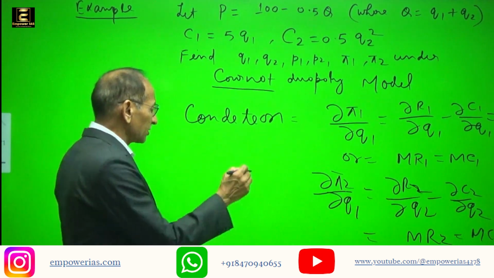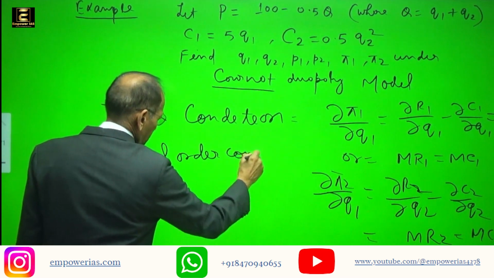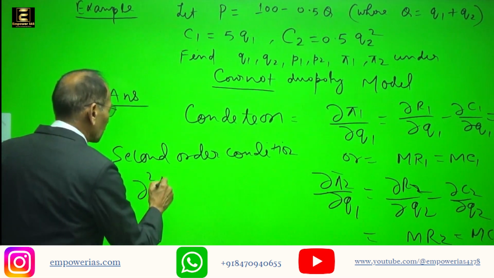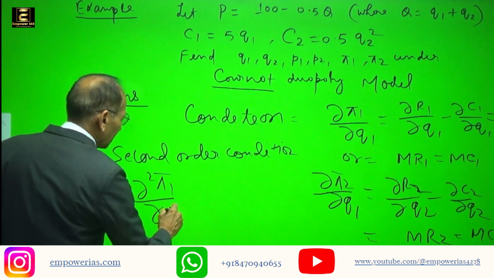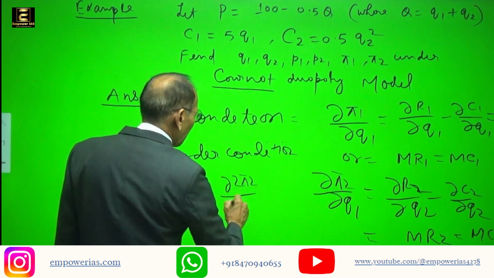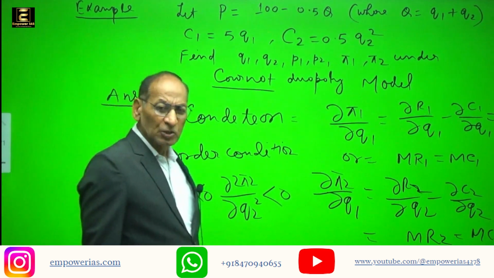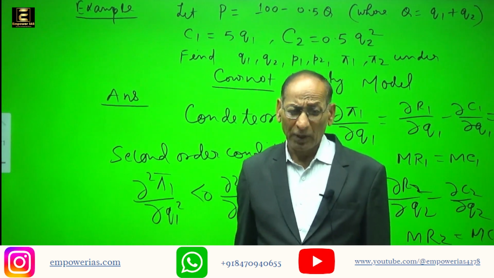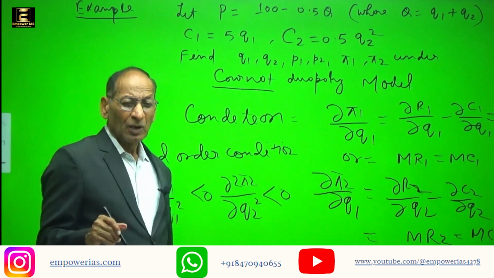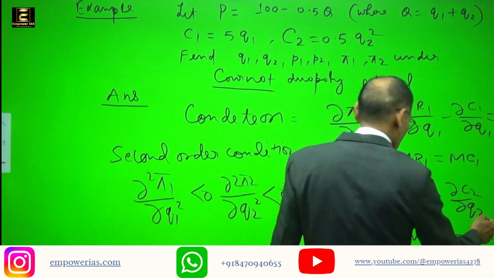This is the first order condition. And the second order condition is del square pi 1 by del q 1 square and del square pi 2 by del q 2 square must be negative. These two conditions are satisfied. And with these two conditions, we draw their reaction functions for q 1 and q 2. How this can be drawn, we shall see here.